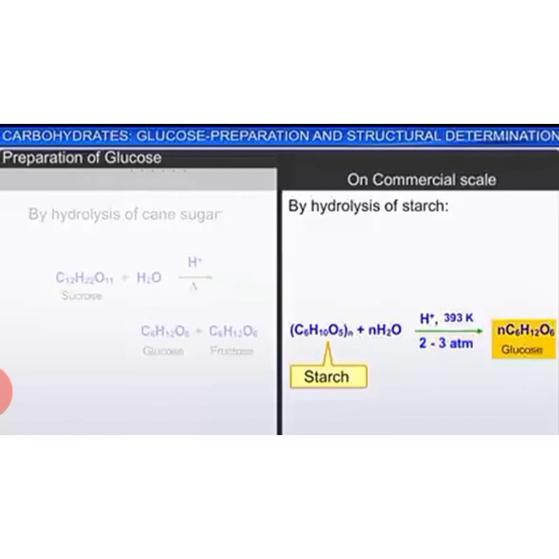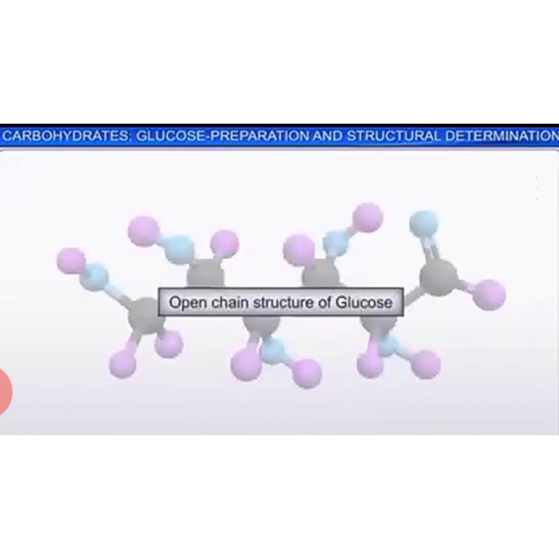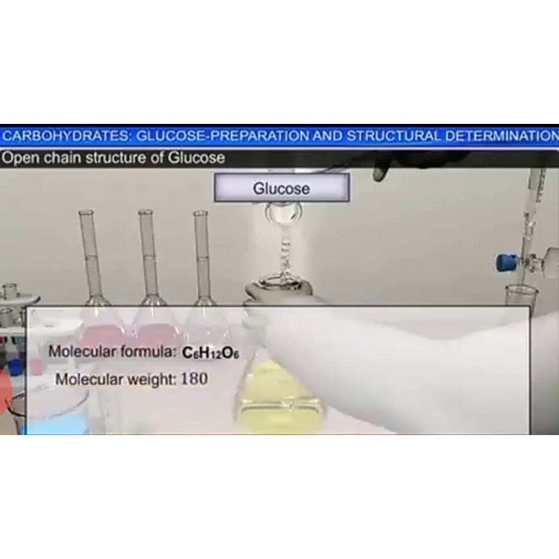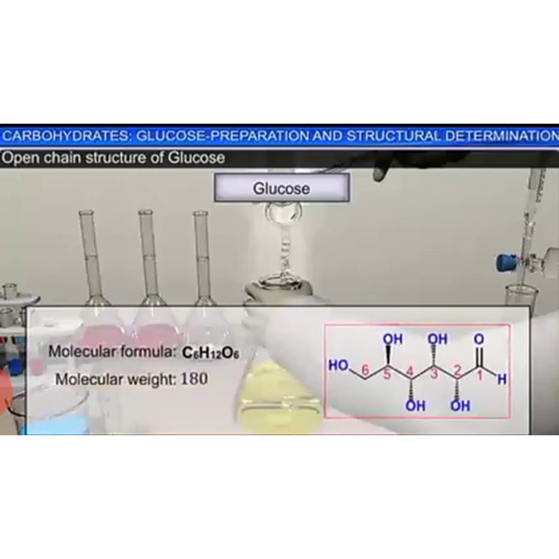Let's now study in detail the determination of the open chain structure of glucose. Glucose is known to have the molecular formula C6H12O6, as shown by elemental analysis and molecular weight determination. The next step is to figure out its molecular structure and absolute stereochemistry, which were very challenging tasks. Let's consider some evidence that helps scientists to determine the structure of glucose.